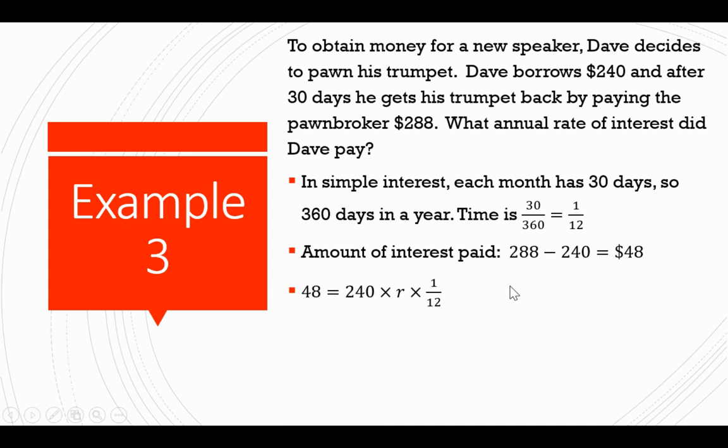And we plug in what we know. We know that 48 is our interest. We know that $240 was the initial principal. We don't know the rate, and we know that the time frame was 1/12 of a year. So we get 20R is equal to 48. Take 48 divided by 20. The rate is 2.4. So he paid, this is terrible, but it is what it is, 240% interest. Crazy. Okay. So there's a couple other problems similar to this in your homework.